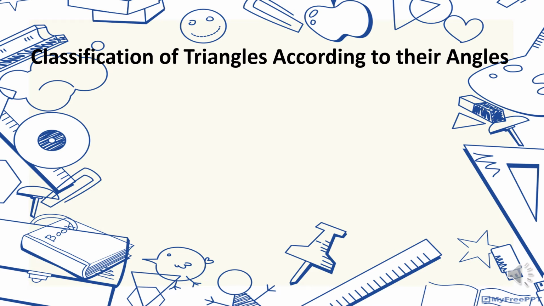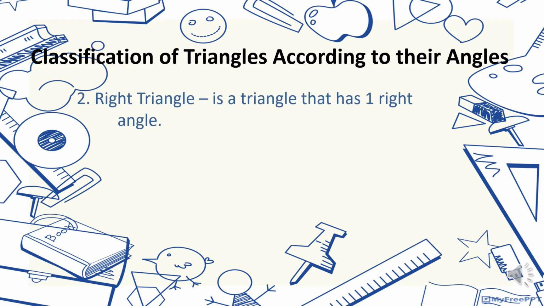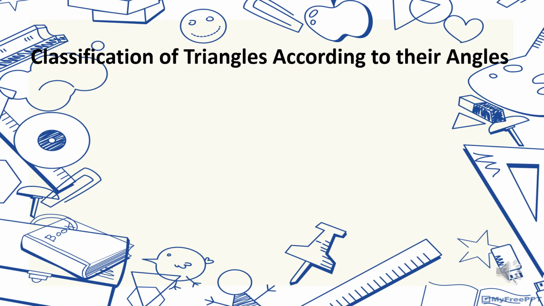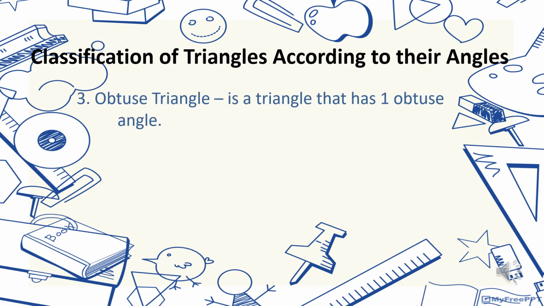A right triangle is a triangle that has one right angle. As you can see in the illustration below, there is a single angle that measures exactly 90 degrees, therefore classifying it as a right triangle. An obtuse triangle is a triangle that has one obtuse angle. As you can see in the illustration below, angle B measures 105 degrees, making it an obtuse angle. Therefore, this triangle is an obtuse triangle.